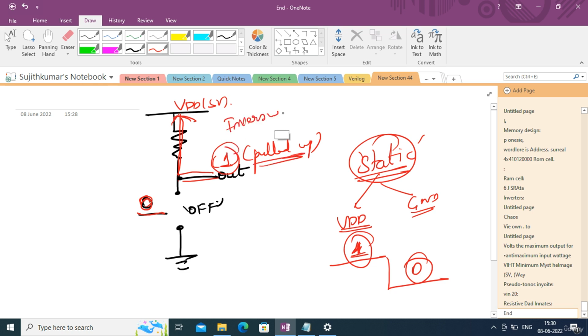That's it. Simple. Okay. So this is the working of a resistive load inverter, which I think you would have understood, right?